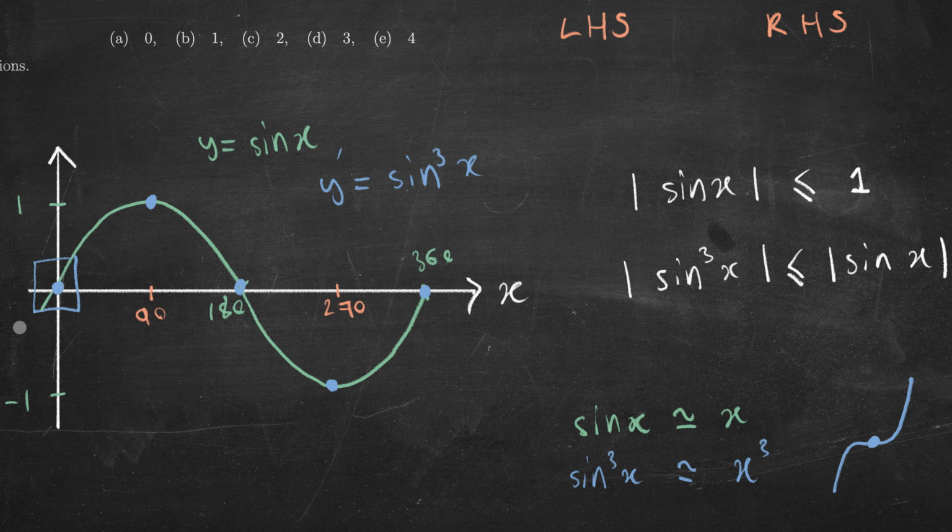So the cubic graph is going to be looking a bit like this. And now we can just join up the rest of the points, right? We know it's going to go to 1 at the 90 degrees because 1 cubed is 1. And then it's going to behave in a very similar fashion for the rest of the points.